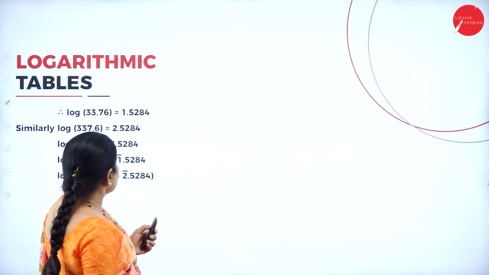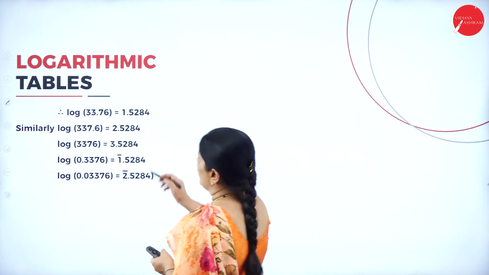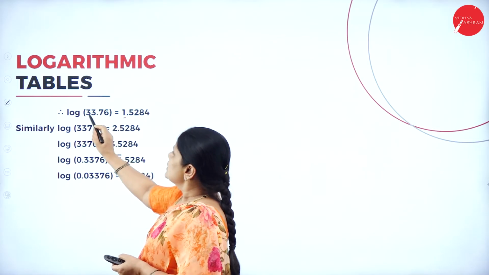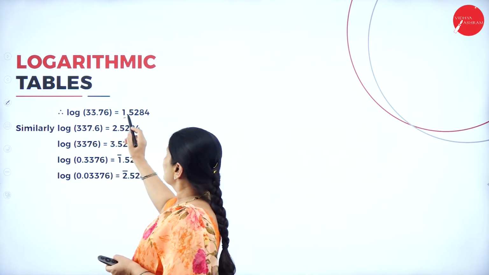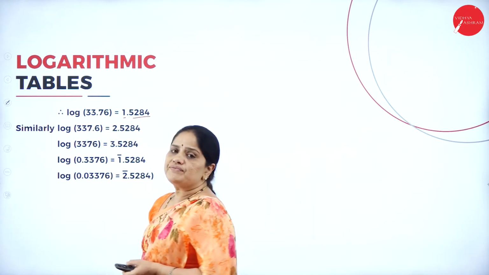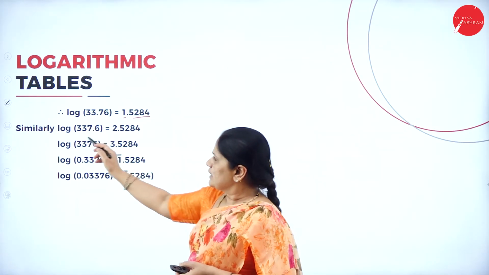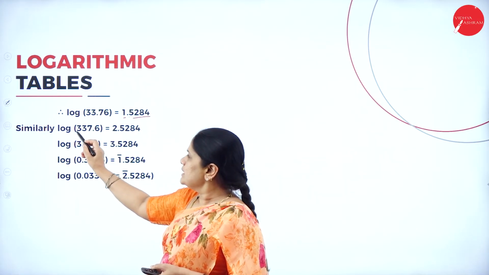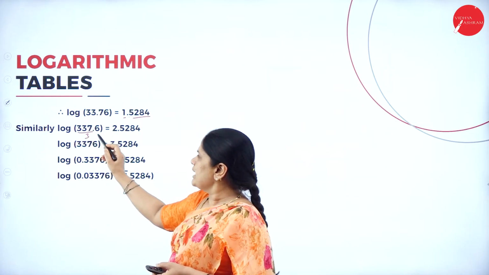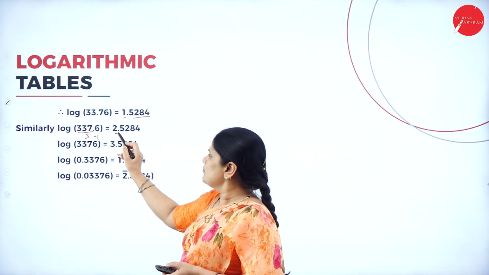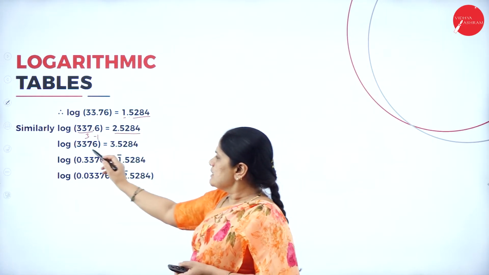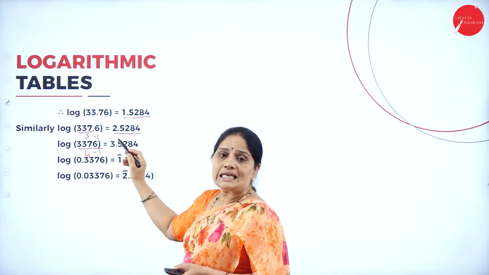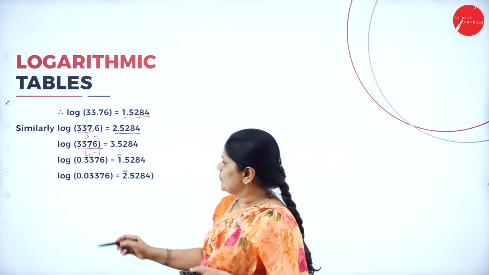Now here, if you can see, log of 33.76. There are 2 digits here, 2 minus 1 is 1. So 1.5284. Then again here, log of 337.6. How many digits are here? 3 digits. 3 minus 1 equals 2. So 2.5284. Suppose there are 4 digits, then it will be 4 minus 1, that is 3.5284.